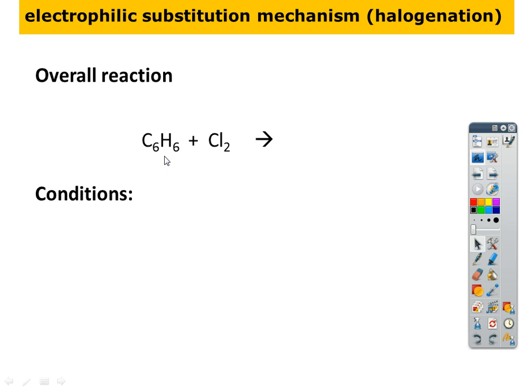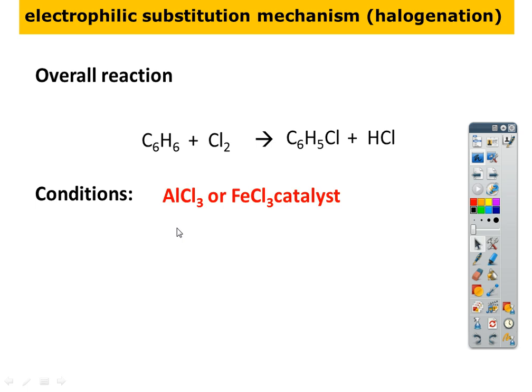So because it's substitution, something's going to come off the benzene molecule and be replaced by something from here. So if you remember from your notes, the products are chlorobenzene and HCl. Now that won't happen without some help, and the help comes from the catalyst, and you can either use AlCl3 or FeCl3. Now if that was bromine, Br2, you'd just get Br there, and the catalyst would be AlBr3 or FeBr3. So that's nice and straightforward there.